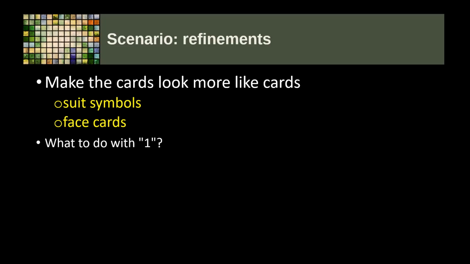So we still do have some outstanding questions, though. One of them is what to do with the value 1. I don't know if you realize this, but because we're using ace high, there is a chance that we could get the value of 1 coming out of our randomizer. And what do we do if that happens? Because that's not actually a valid value.